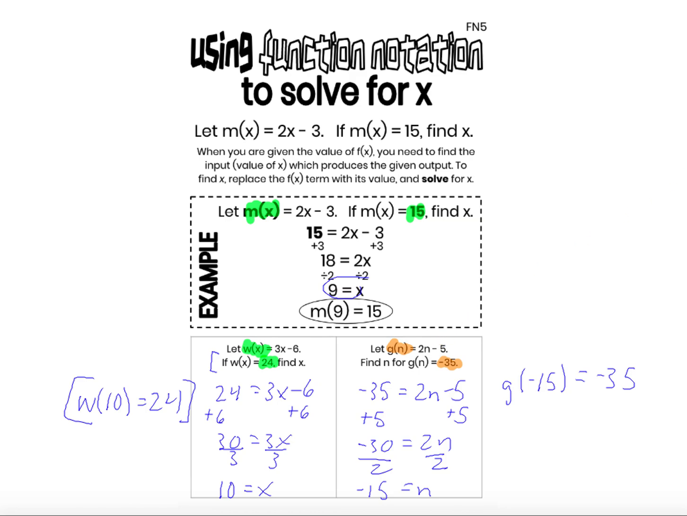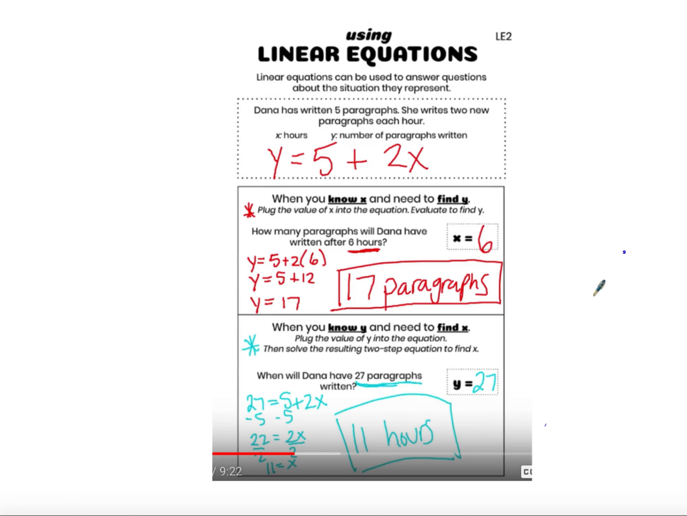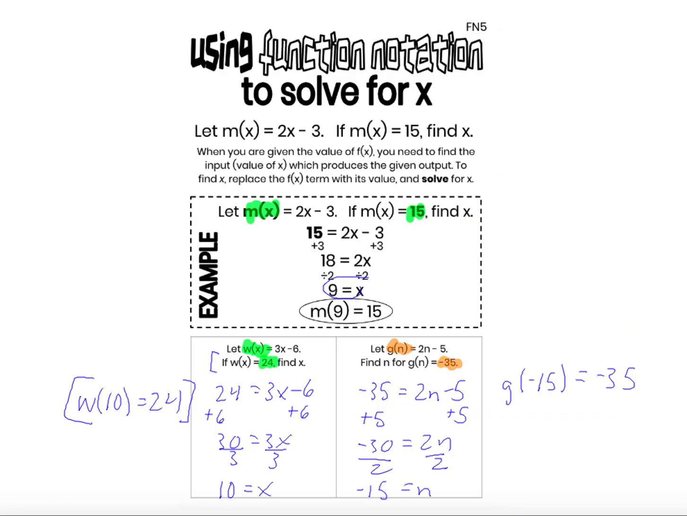Great. Let's go ahead and look at this old toolkit from our linear unit. What we're doing here is the same as what we were doing in the bottom half of that toolkit. Here we were given the value of y, and we were plugging it in for y and solving for x. That's exactly what we're doing here, except instead of being told y equals 27, here we would be told f of x equals 27. We would plug 27 in for our output and then solve for x.